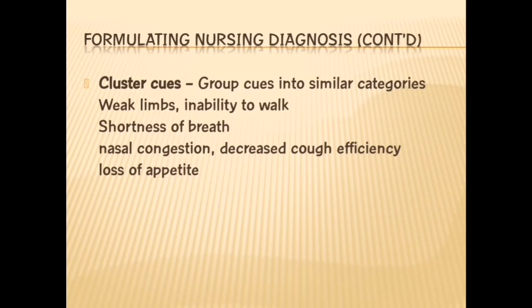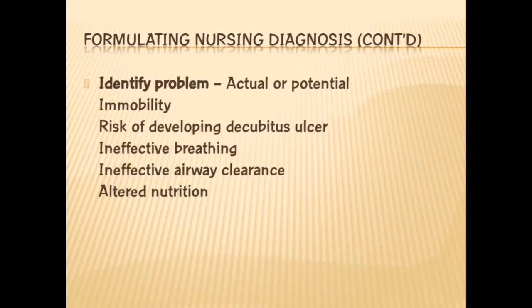Then we cluster the cues together. We group cues into similar categories. Let's say weak limbs and inability to walk are in the same area, so we put them together. Shortness of breath is different. Nasal congestion and decreased cough efficiency are around the same place, so you put them together. Loss of appetite is also another one. Then we identify the problem.